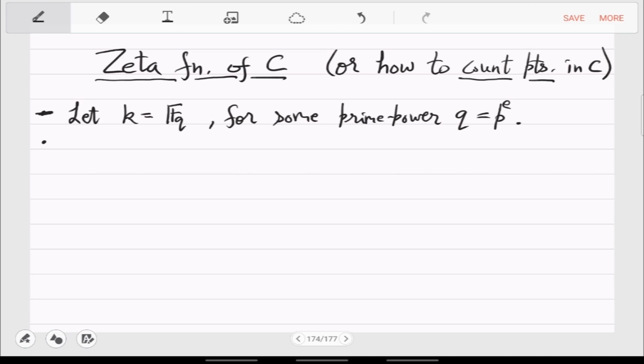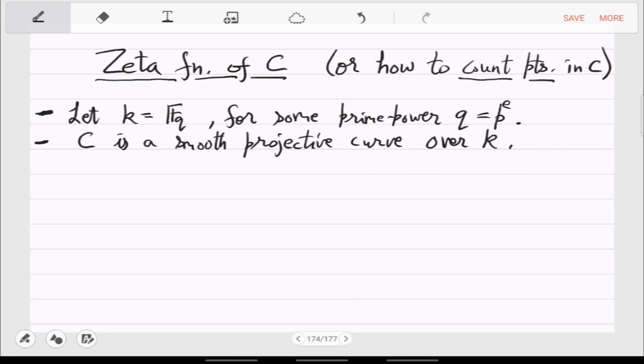and C is a smooth projective curve which has coefficients from that base field. Okay, so this is what we mean by over small k. The coefficients come from this base field. Also, this C is isomorphic to, I mean, it is just modeling this abstract curve of its function field.